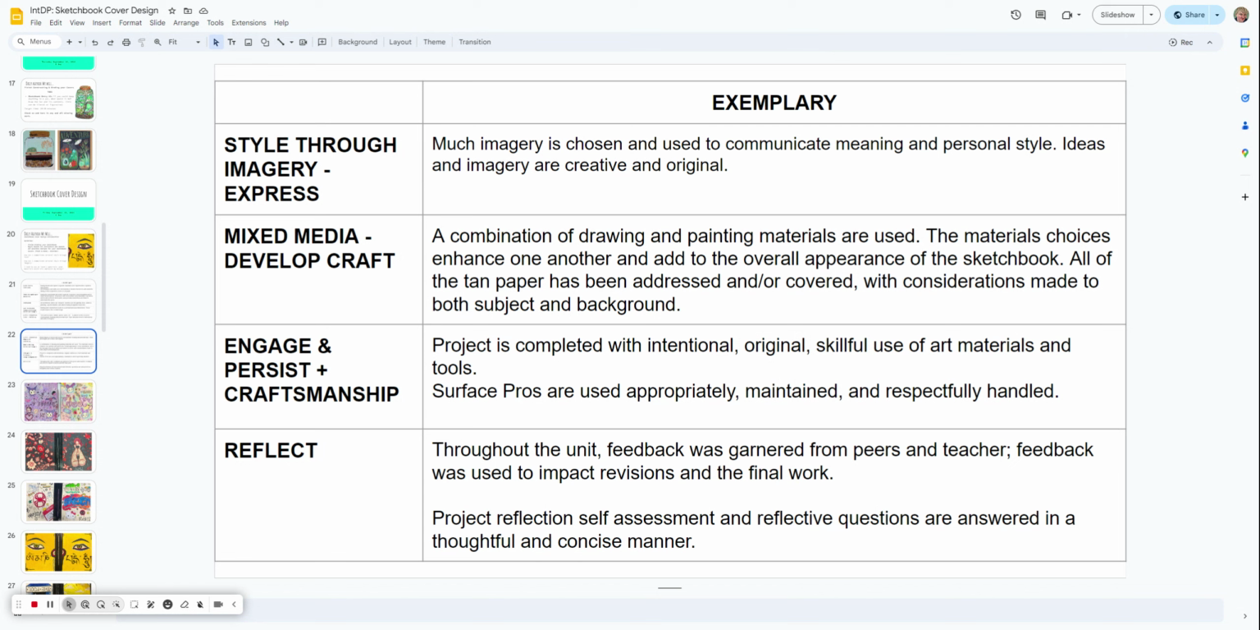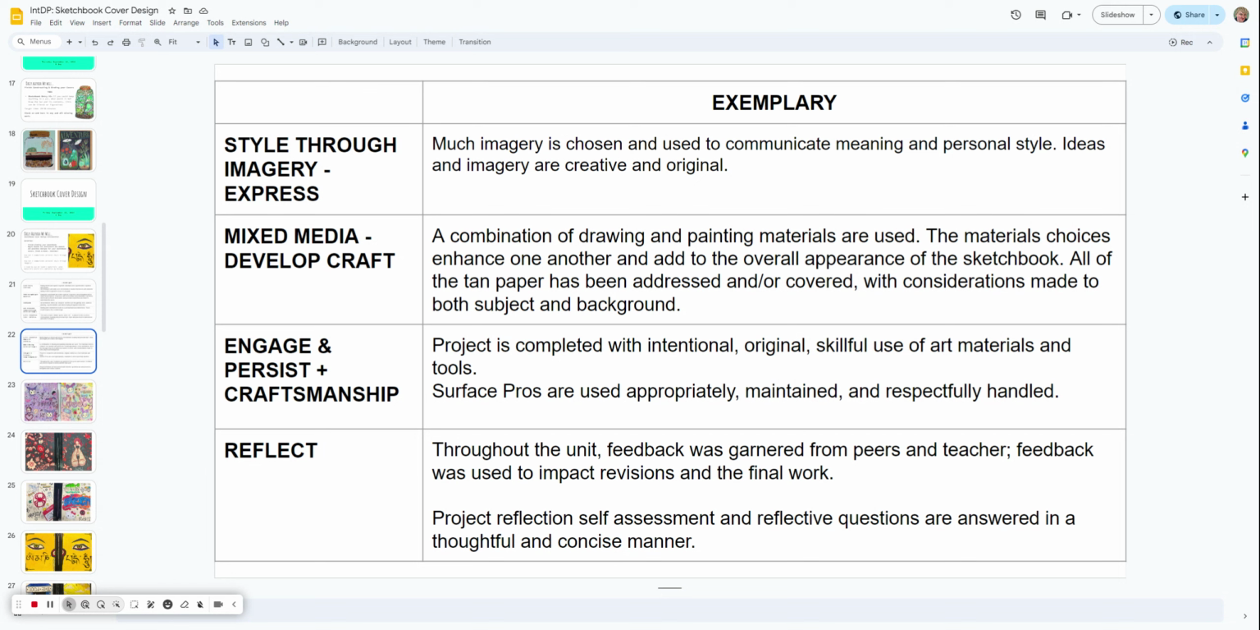And respectfully handled, cleanup has been taken care of correctly, supplies have not been left out, and projects have not been left out at tables either. And then the last criteria is going to be reflection. This will be for this unit more at the end of the unit, but as we finish up the unit and get it submitted, you're going to complete a reflection, using those reflective questions, answering those fully, thoughtfully, and concisely.